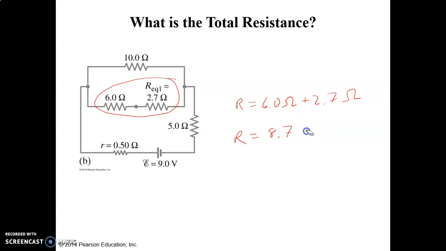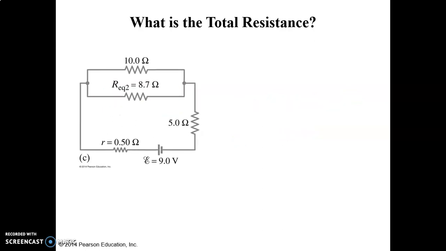I'm getting sloppy with my units. There we go. All right, so now we redraw the circuit, combining those to be 8.7 ohms. Now find the next simplest one. These two are in parallel with each other, and so 1 over your resistance is going to be 1 over 10 ohms plus 1 over 8.7 ohms.